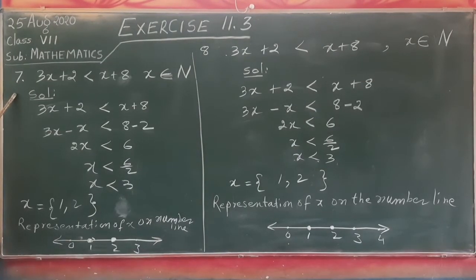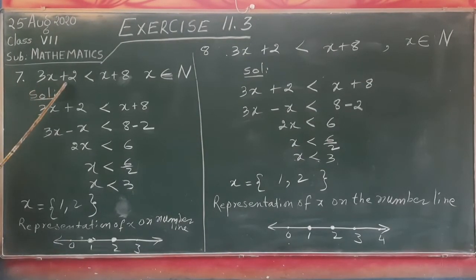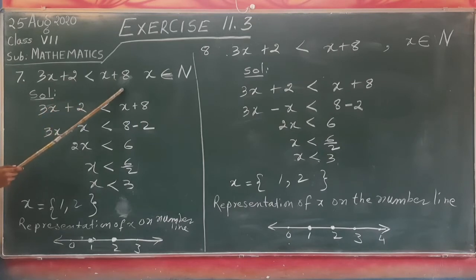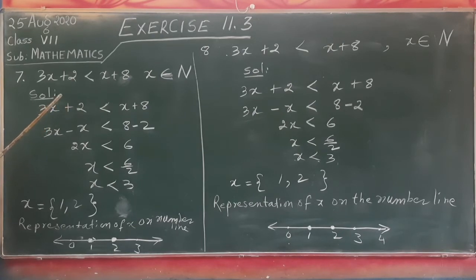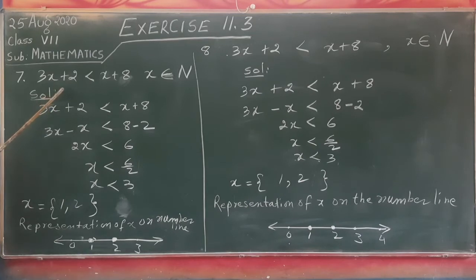Question 7. 3x plus 2 less than x plus 8. If you see the question, x is on both the sides, and even the constants are on both sides, 2 and 8 for example, you can see in the question. So constants will be kept on one side and x on one side. This transposing we'll see in the solution set.